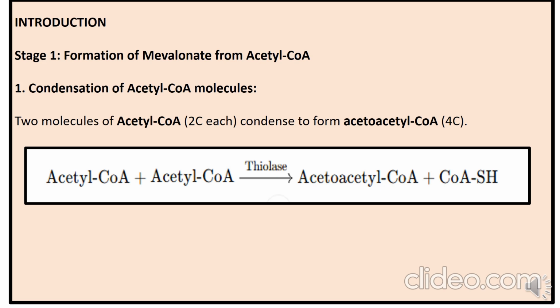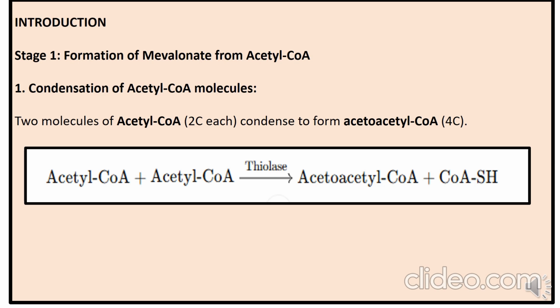Going into the biosynthesis procedures, we have 4 different stages as we have mentioned in the contents. The first stage is formation of mevalonate from acetyl-CoA. Here, the first step is condensation of acetyl-CoA molecules. 2 molecules of acetyl-CoA, which are 2 carbon each, condense to form aceto-acetyl-CoA, a 4 carbon compound. This reaction occurs only in the presence of an enzyme called thiolase.